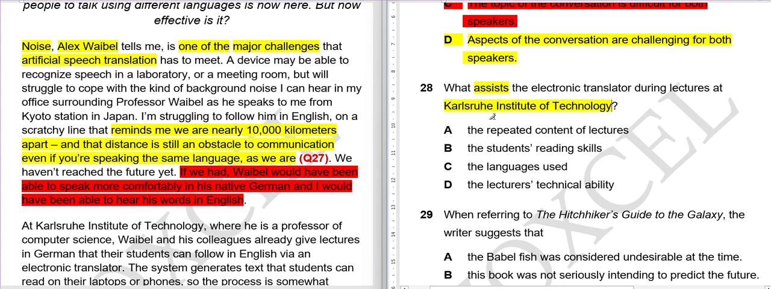If I'm mispronouncing it, I'm sorry. I don't know the exact pronunciation. Karlsruhe, something like that.